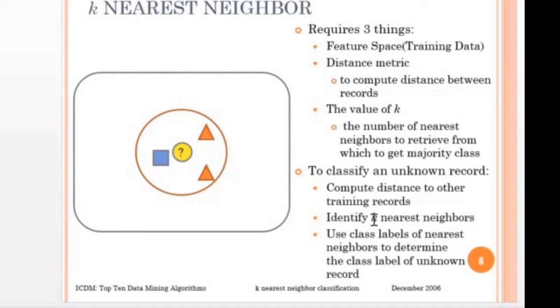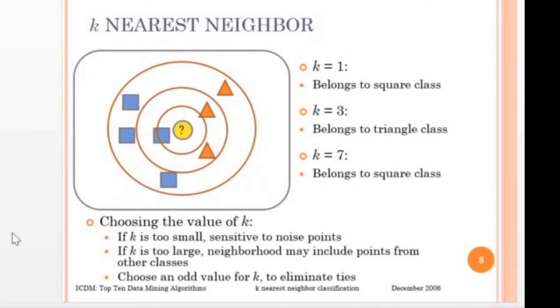Generally, the value of k is kept odd, so that a decision is definitely made. Now, how does k nearest neighborhood work? This is the example of k equal to 1. The innermost circle is the example of k equal to 1 because it is considering just one example. You determine the class of that known example and assign that class to the unknown example. If this is a square, then you will say the class of this unknown example is square.